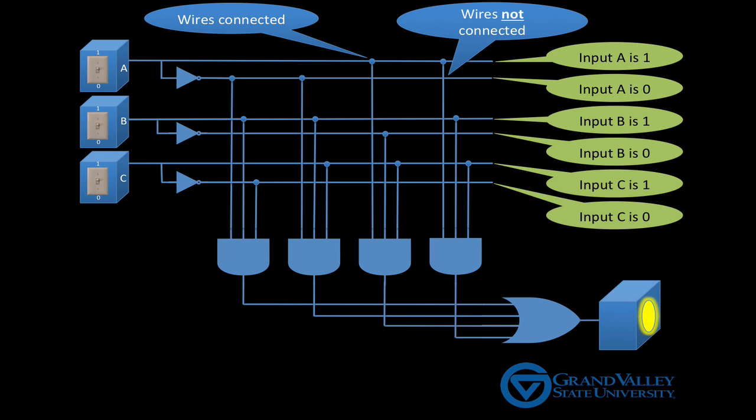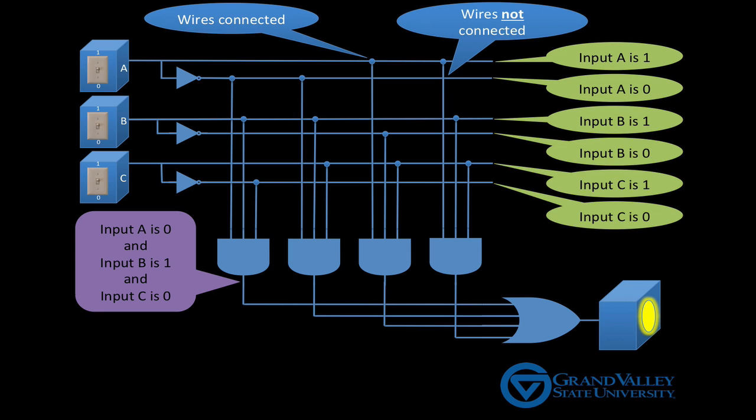The wires coming out of the AND gates make claims about the value of all 3 inputs together. For example, the output of the leftmost AND gate claims that input A is 0, and input B is 1, and input C is 0. To see the justification for these claims, notice which horizontal wire each vertical wire is connected to.